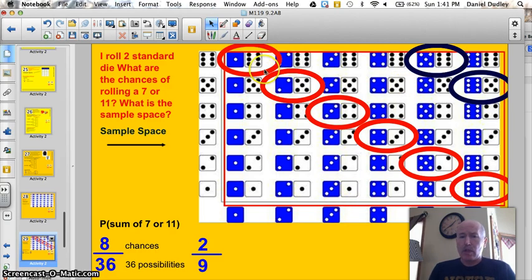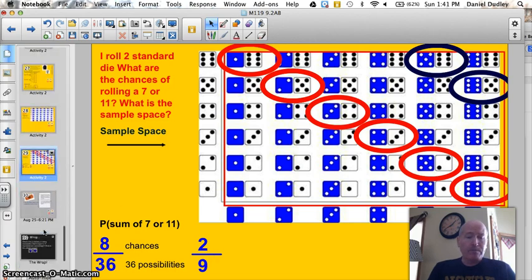Then I went through and I circled all the 7s. Well, you could have 6 and 1, 2 and 5, 4 and 3, and then those, of course, repeat for the other die. And then there was only 2 11 combinations. You could have a 6 and a 5, or a 5 and a 6, depending upon the color. So I ended up with a total of 8 different possibilities out of 36, which reduced down to a probability of 2/9.